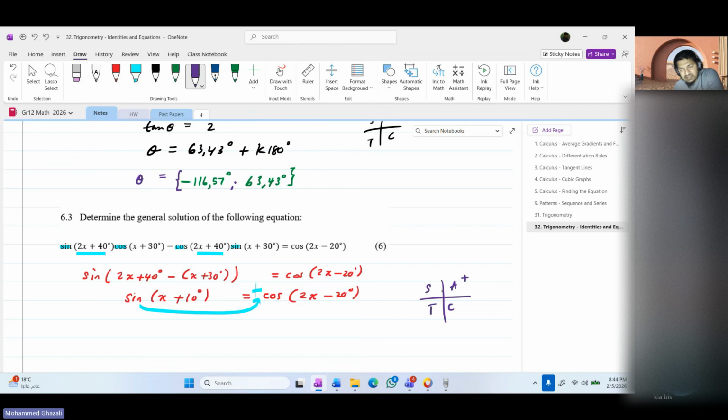Sine is positive in the first quadrant and in the second quadrant. So I need to change the cosine into sine, so I need to use co-ratios. I'm going to use 90 minus and 90 plus. That's it.